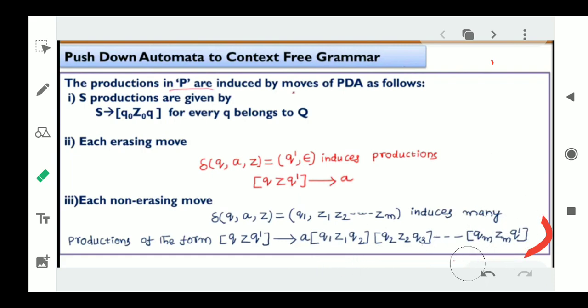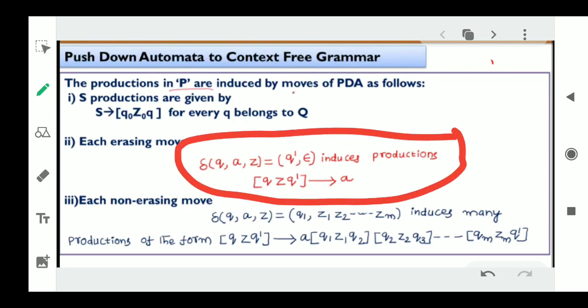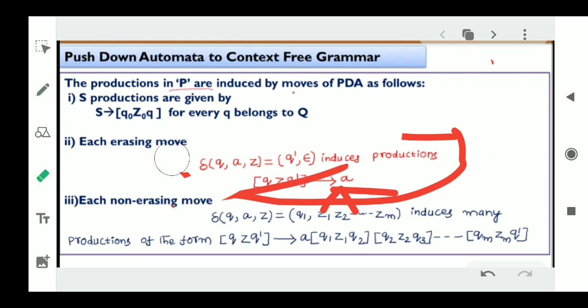And suppose any pop operations are there in the given PDA, we will go for the move of each erasing move. For the pop operation, we will implement this rule. Delta of Q, A, Z equal to (Q dash, epsilon). We will assume the given transition in this form, and after that we will convert it like this: [Q, Z, Q dash] derives A. This is how we will convert each and every transition, so that we will write all the converted productions finally.